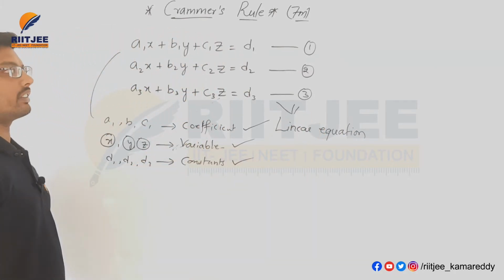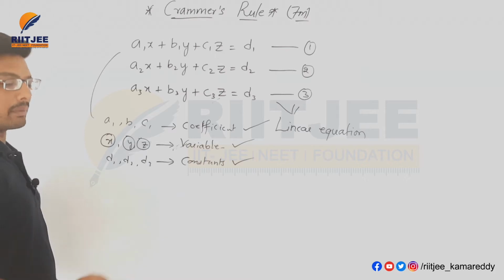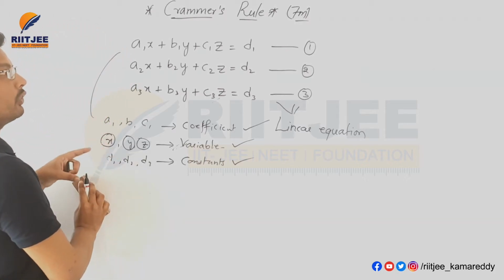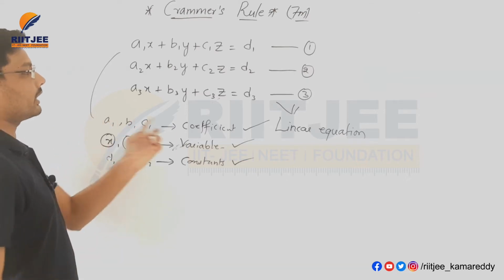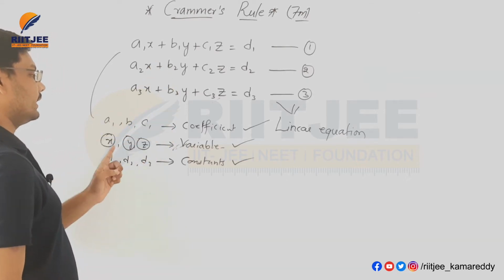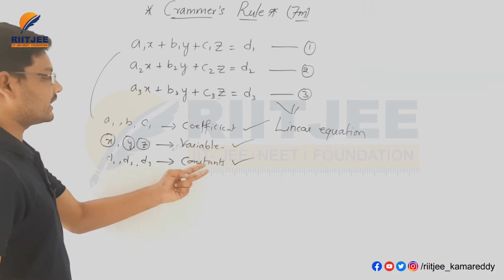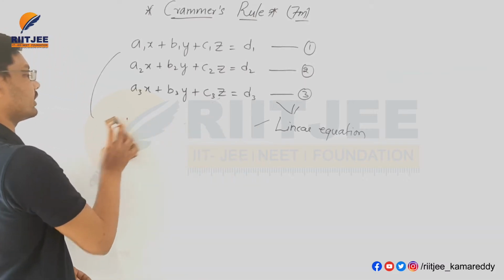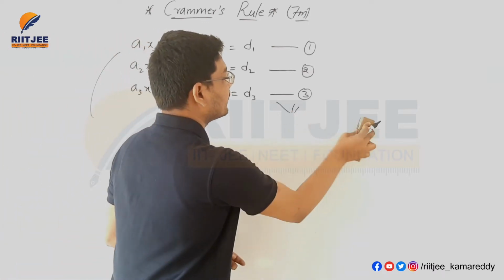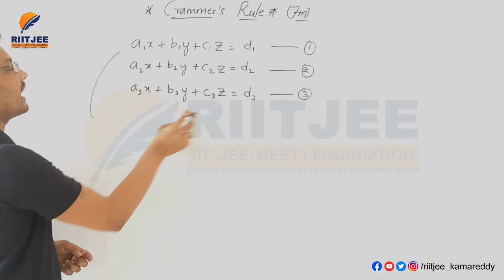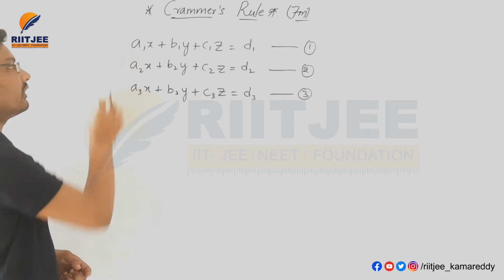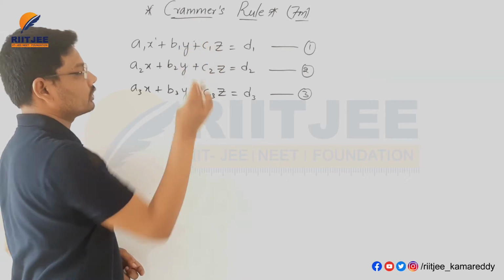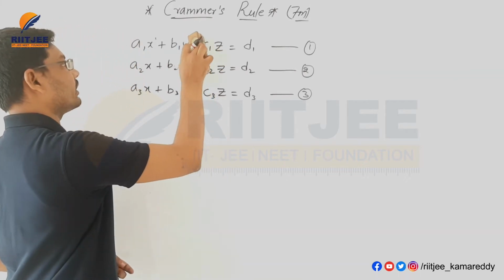From these linear equations we need to find the Cramer's rule here. What is Cramer's rule actually? These are the basics before starting Cramer's rule. a, b, c are coefficients here, and x, y, z are variables, and d1, d2, d3 are constants. These are linear equations. Why are they linear equations? Linear equations are nothing but equations having highest degree 1. For every variable here the highest degree is 1. So that's why they are linear equations.